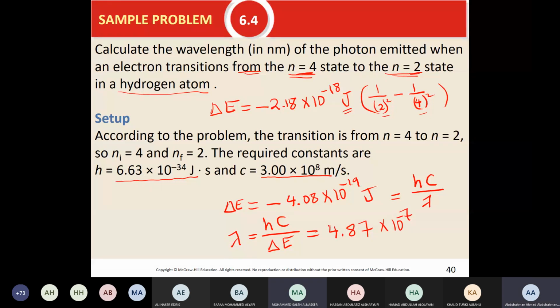Who got the same answer? What's the unit? Meter. Everything is in joule, and the speed is meter per second, so it's meter, exactly. That's the answer. Okay, clear? But we have one more step. Make it in nanometer. Very good, excellent.